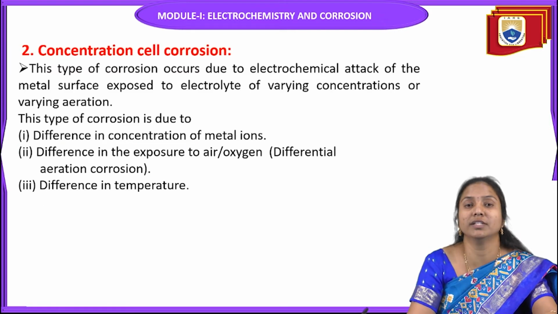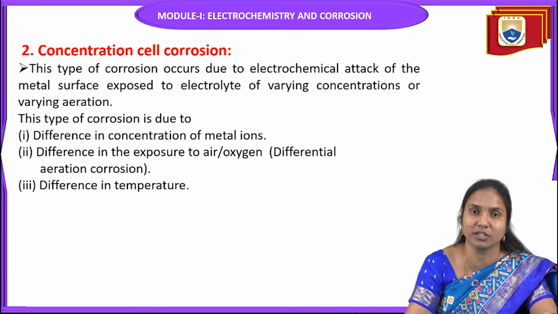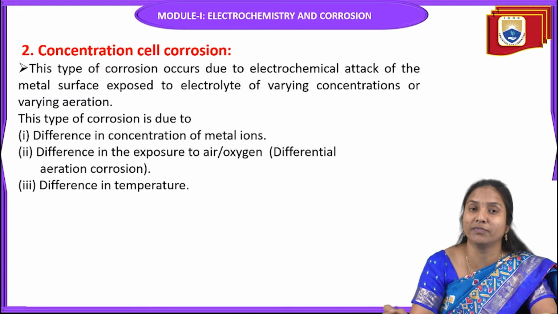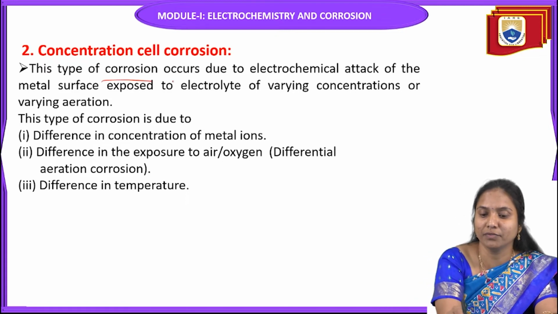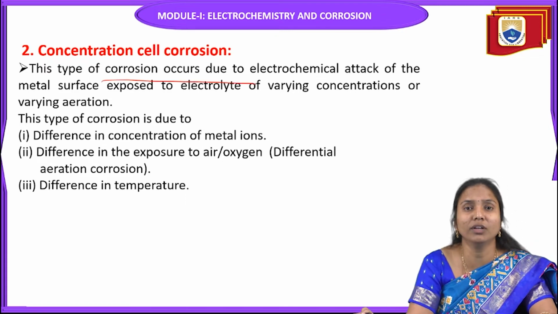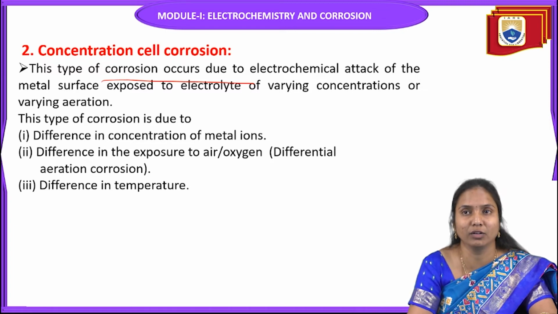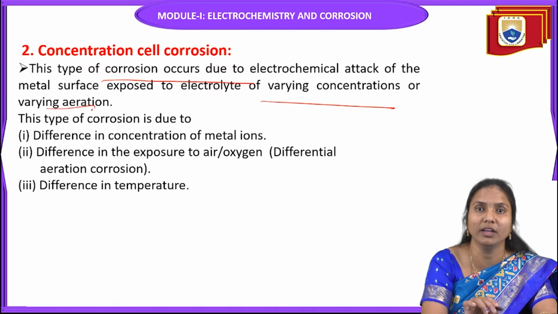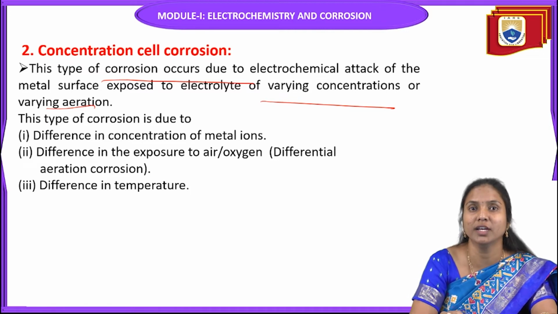Now the second type of corrosion is concentration cell corrosion, or concentration corrosion. This type of corrosion mainly occurs with different levels of concentration of the electrolyte, or different levels of concentration on the metal surface. It occurs due to electrochemical attack of the metal surface when exposed to electrolyte of varying concentration or varying aeration, that is, different concentrations of air or atmospheric oxygen on the metal surface. In this case, this type of corrosion arises.